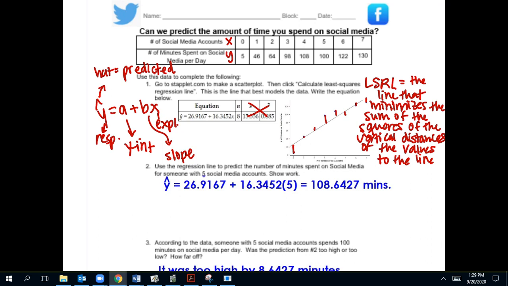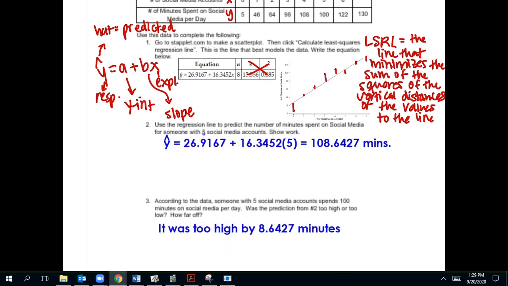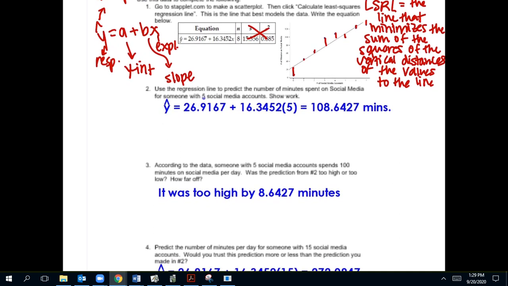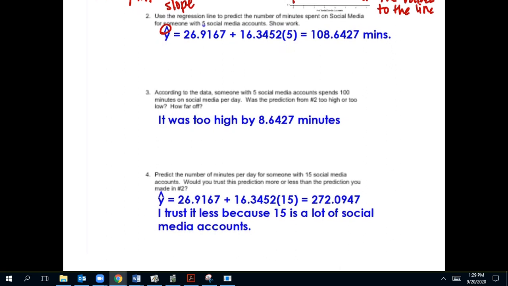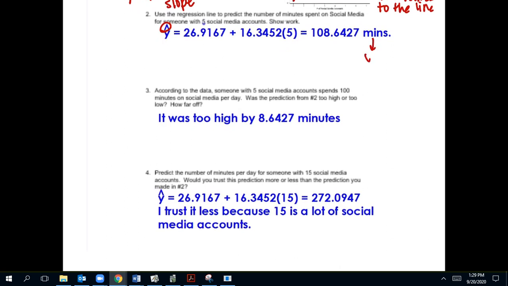Okay, so number 2, we use the regression line to predict the number of minutes spent on social media for someone with 5 accounts. Show work. You always got to show work, including the hat. It's so key. And then we always want units, by the way. I'm going to just keep adding that kind of stuff.